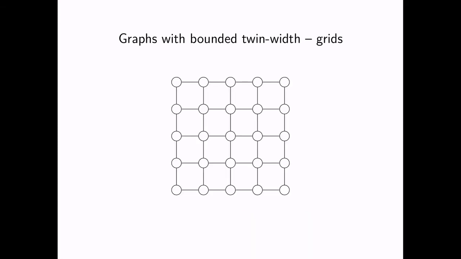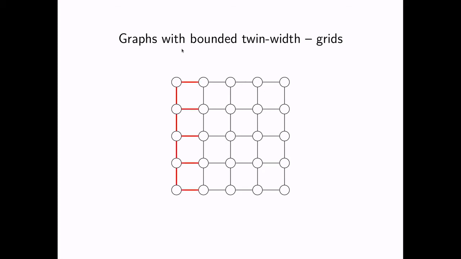Now let's try still some fairly simple class, but which has unbounded rank widths, the class of grids. So grids have twin widths at most 4, and there is a simple contraction sequence that I will show you now. So you can contract this top edge here. So I can not only show that the twin width of the black grid is 4, but actually the red grid, which is a bit more difficult, is also 4.